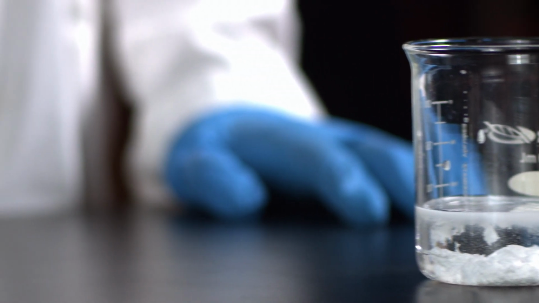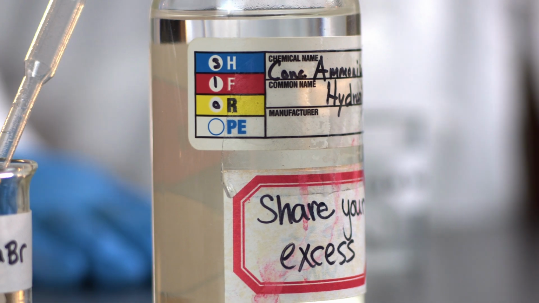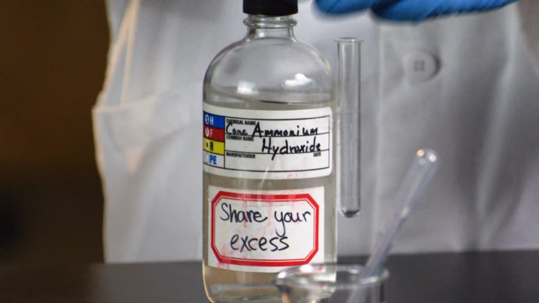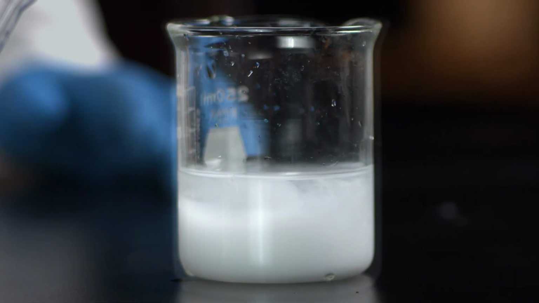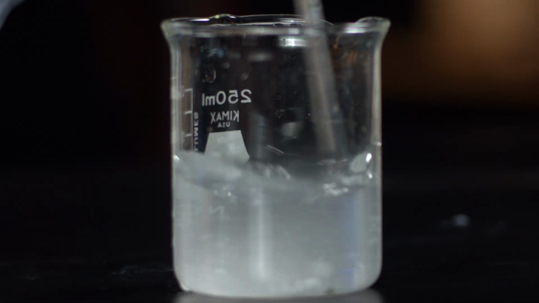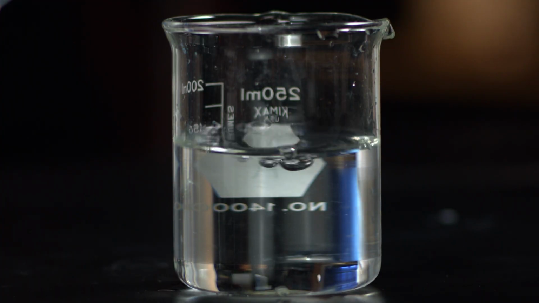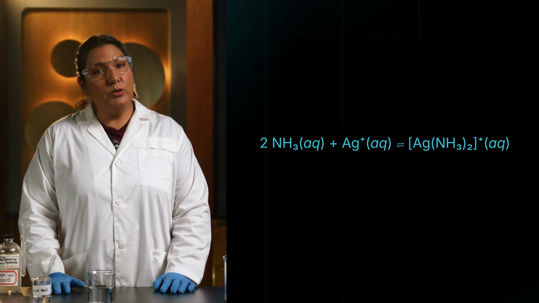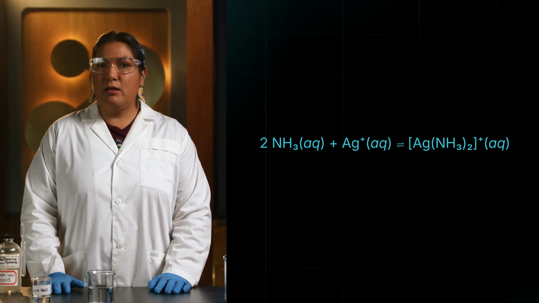But what happens if we introduce a new player to the game? Let's add a strong Lewis base, 6 molar ammonia, to the mix. It looks like the silver chloride has disappeared. The ammonia reacts with the silver ions, forming a new soluble silver ammonia complex ion.